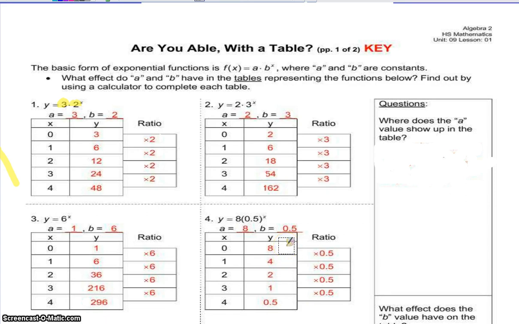Where does the a value show up in the table? So if I focus on my a value in each one, where does that show up in the table? My a value on the table, my a value on the table, and my a value on the table. So I notice that the a shows up next to the zeros, or as the value of y when x is 0, or the table contains a point (0, a).